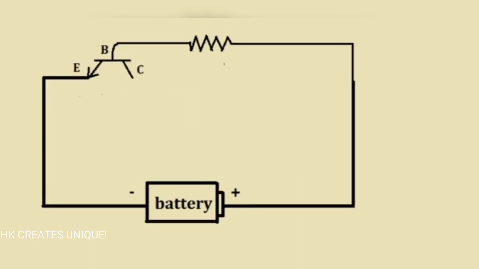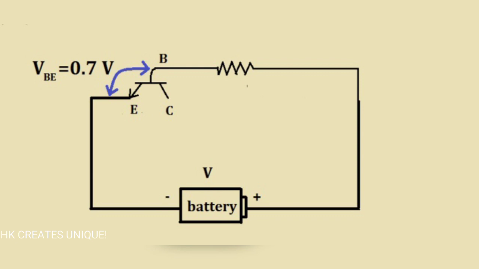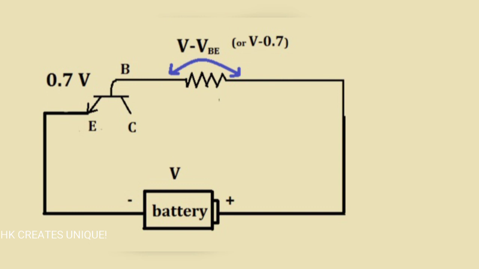This is the formula for resistor calculation. Let me derive the equation. In the circuit, we have removed the load part for better understanding. Now, let the voltage across the power supply be V, which is greater than 0.7 volts. We know that voltage across base and emitter requires 0.7 volts. Therefore, VBE is 0.7 volts. In this circuit, the total voltage is V and VBE is 0.7. Therefore, voltage across the resistor must be V minus 0.7 volts.